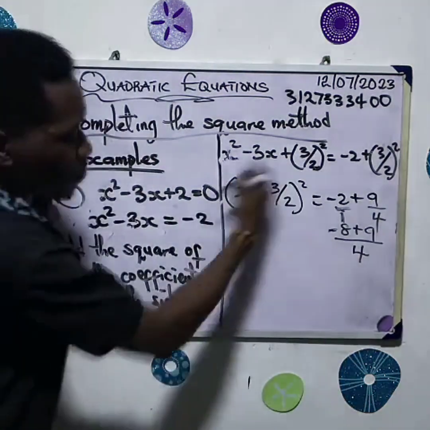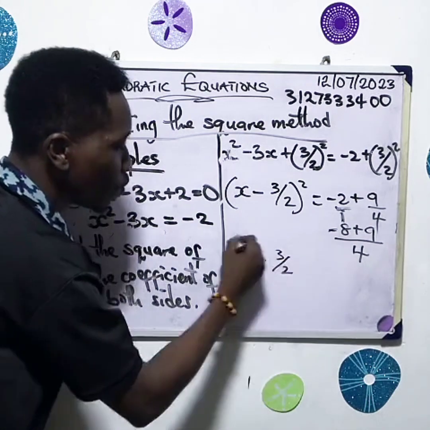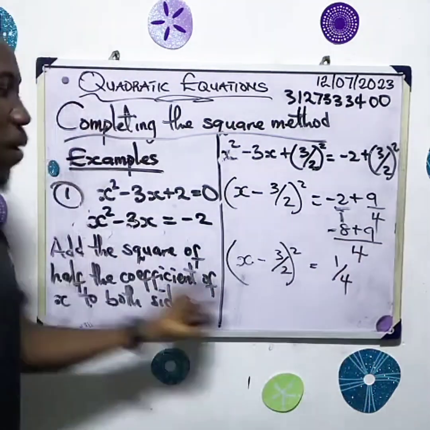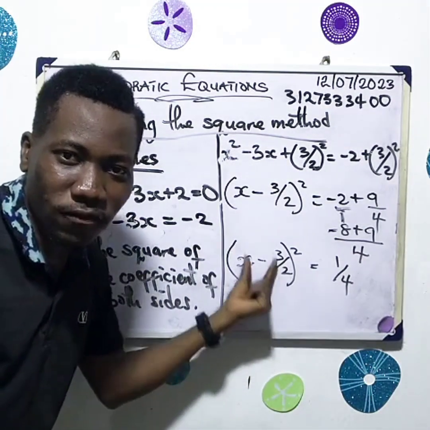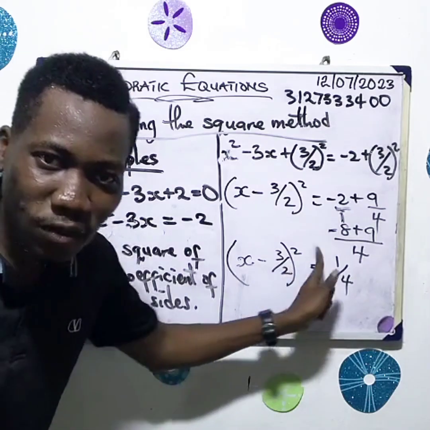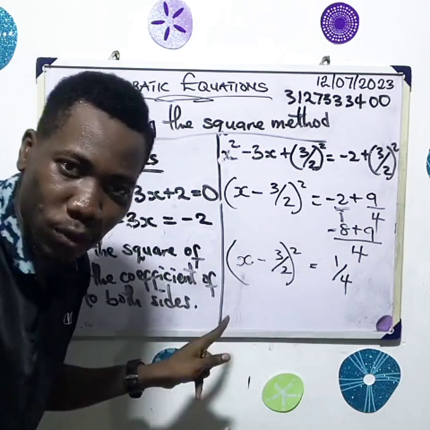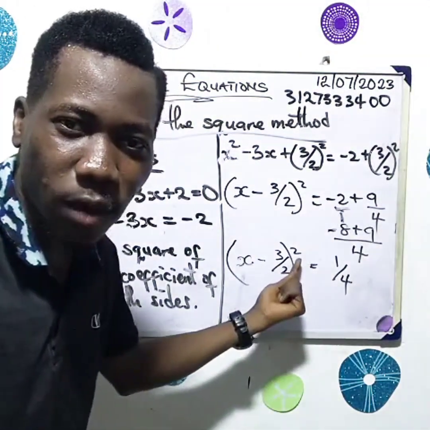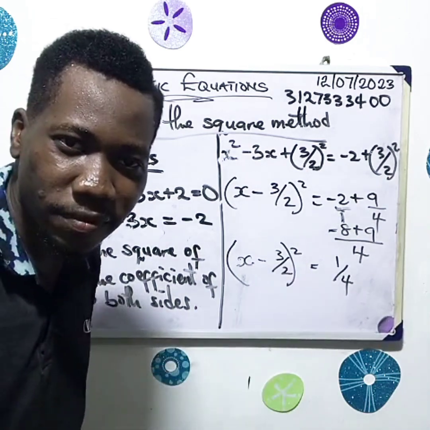So what do we have? We have this expression here: x minus 3 over 2 all squared equals 1 over 4. But all of these now are in brackets. What do we do for us to eliminate these brackets? Note, there is a square here. So we need to deal with this square for this bracket to be opened up. How can we deal with this square?